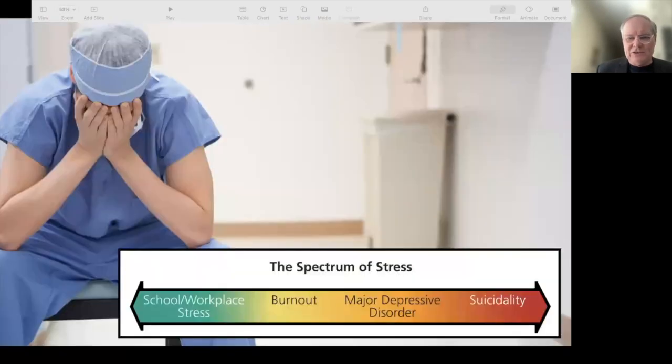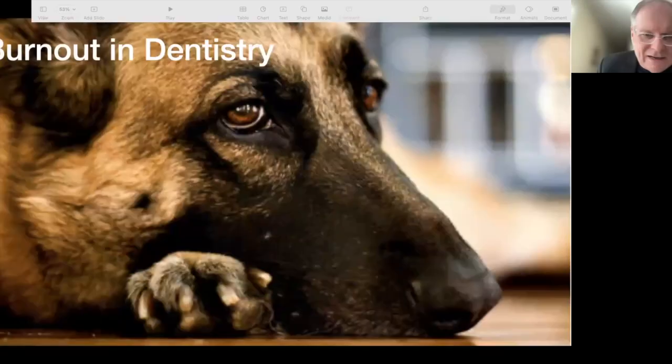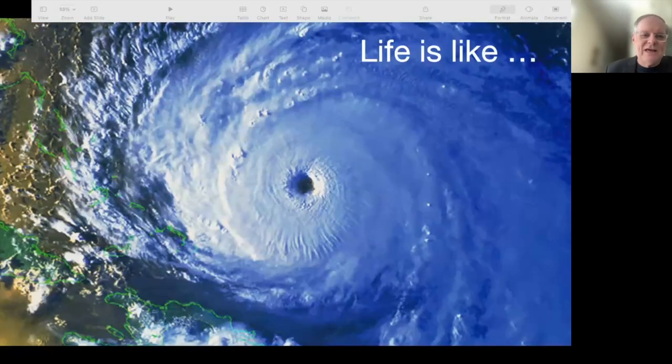So the spectrum of stress: we like the green stress, the good stress, called eustress. We like to go up that curve and come down every day, be motivated, have a purpose, a meaning in life. But as things go on, they can lead to burnout, which can lead to major depression, and then unfortunately sometimes suicide. So we're going to look at burnout this last half hour. I'm a big dog lover, you can probably tell, but burnout in dentistry is more common than you may think.